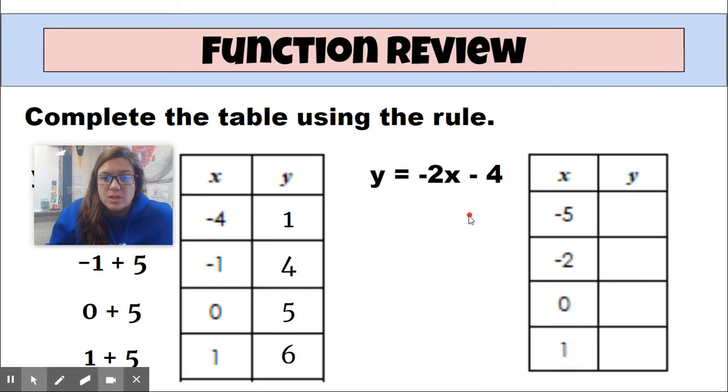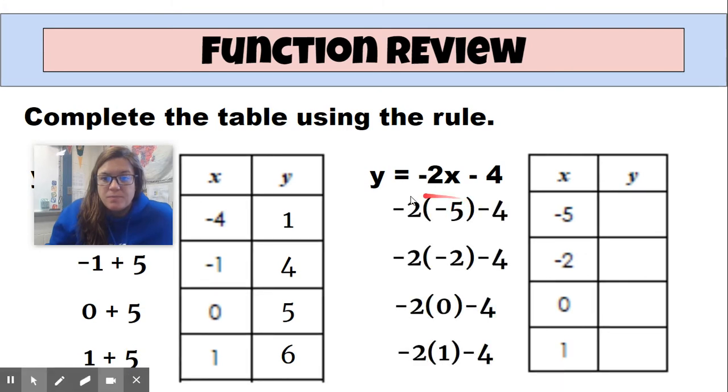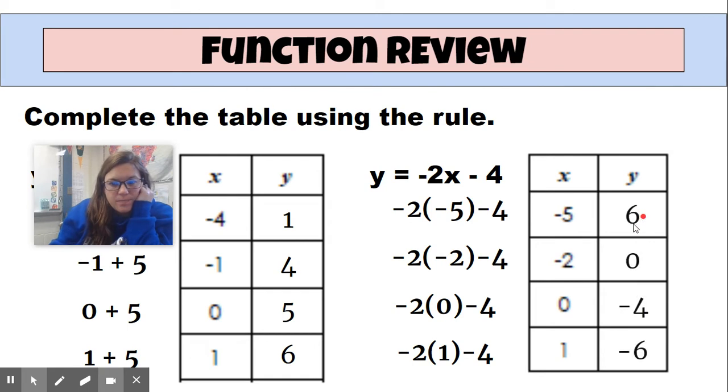So -2 times -5 minus 4. So this expression goes with this -5, right? And I gotta multiply first, so negative, and just put this in the Desmos calculator. You can put this whole expression, and it will do order of operations for you. So -2 times -5 is 10. 10 minus 4 is 6.